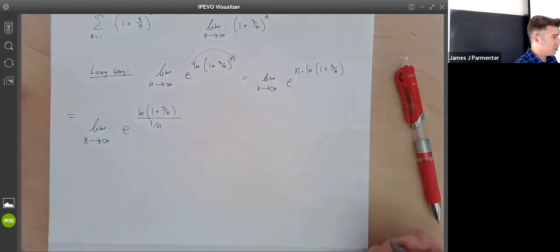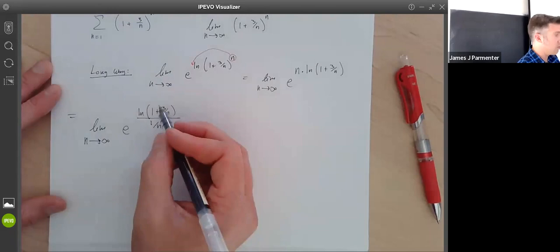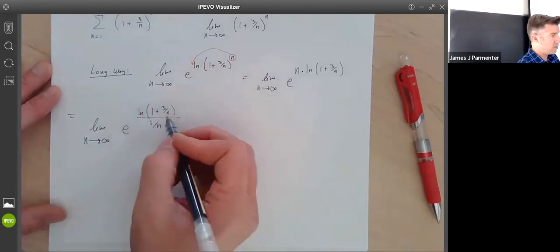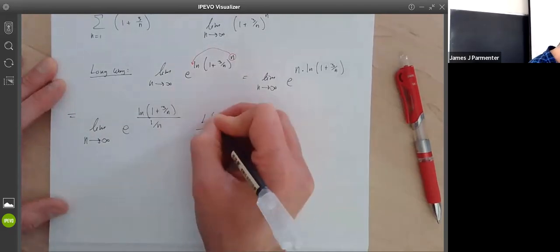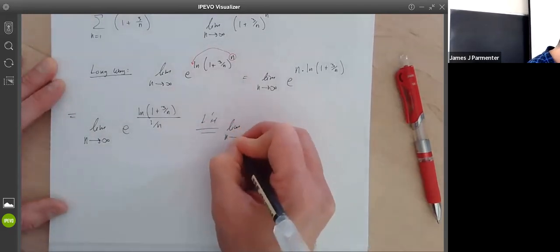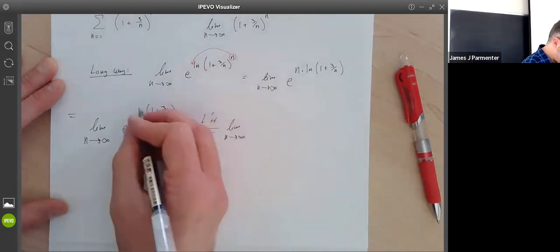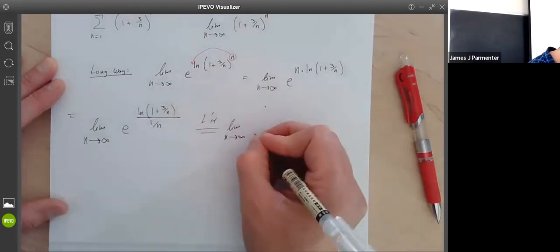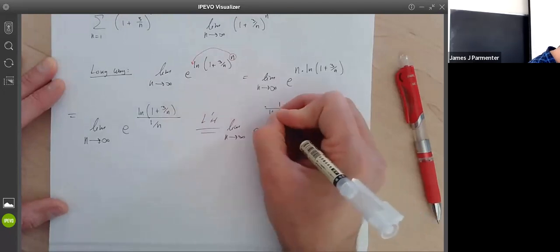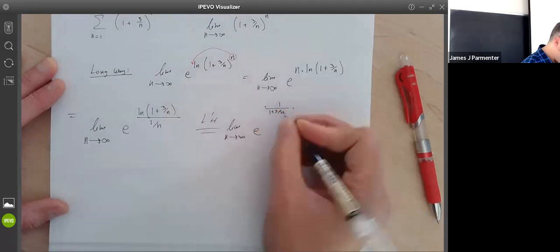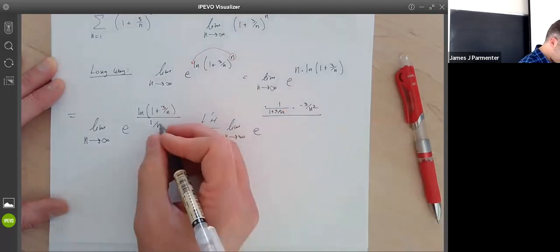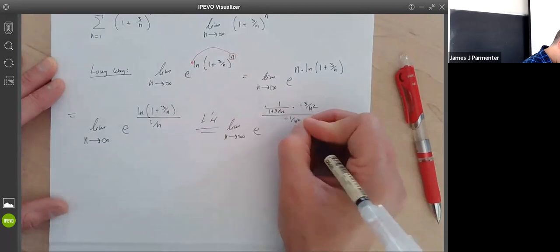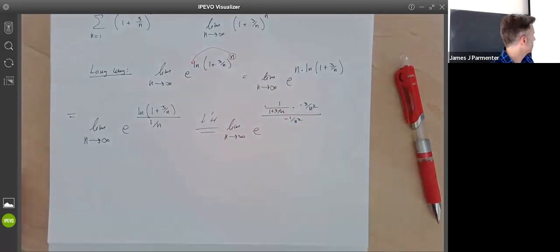And then we use L'Hopital's rule, because the exponent here is a 0 over 0 type. You have natural log of 1, which is 0, over something that's going to 0. Using L'Hopital's rule, we get the limit as n goes to infinity of the derivative of natural log of 1 plus 3 over n, which is 1 over 1 plus 3 over n times the derivative of 3 over n, which is negative 3 over n squared, over the derivative of 1 over n, which is negative 1 over n squared. Questions?